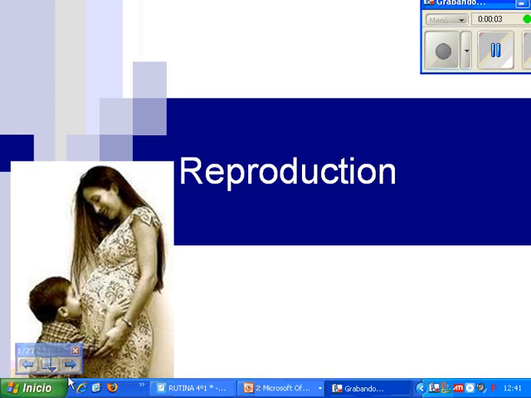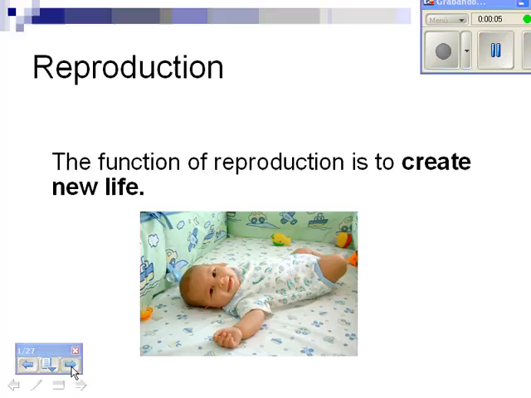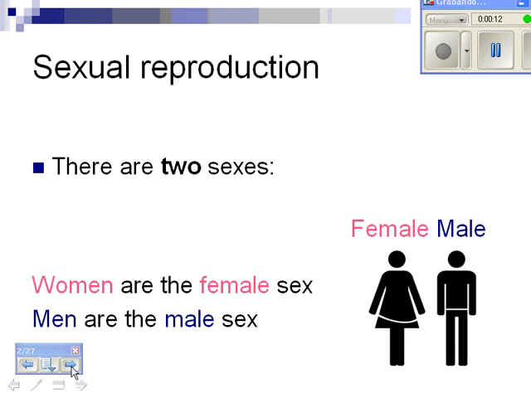Reproduction. The function of reproduction is to create new life. There are two sexes. Women are the female sex, and men are the male sex.